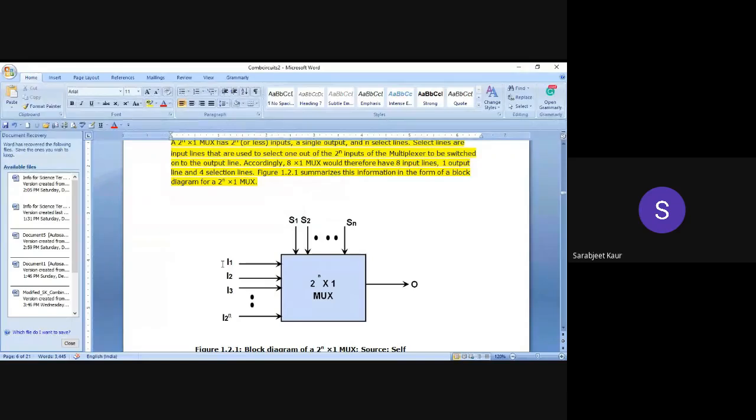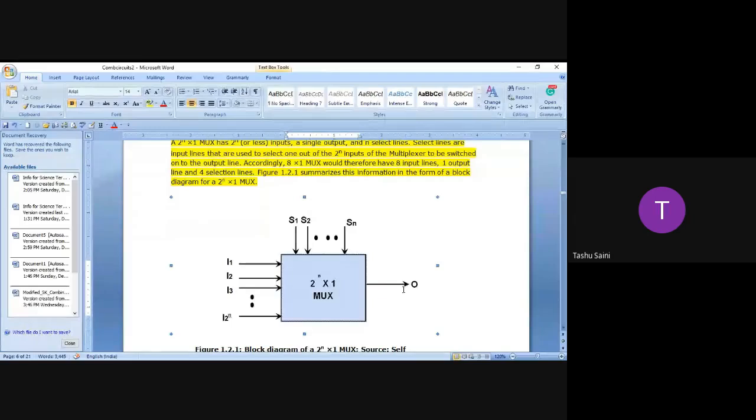Now I just told you that we always take the number of input lines to be some power of 2. Let's say I have 2 raised to the power of n input lines. Then I will call this multiplexer a 2 raised to the power of n cross 1 multiplexer, because the output is always 1. Any problem? No, ma'am.